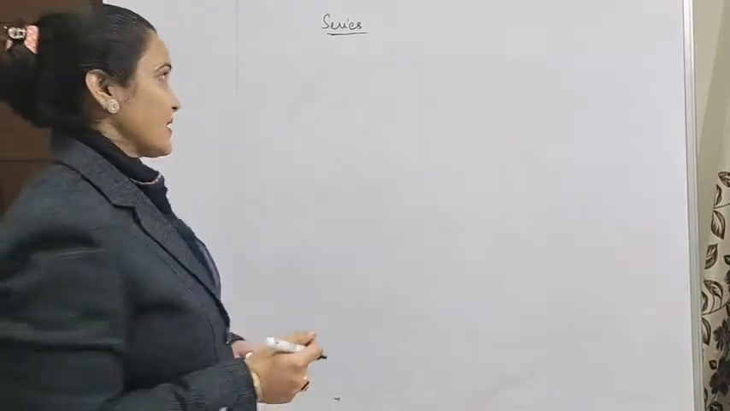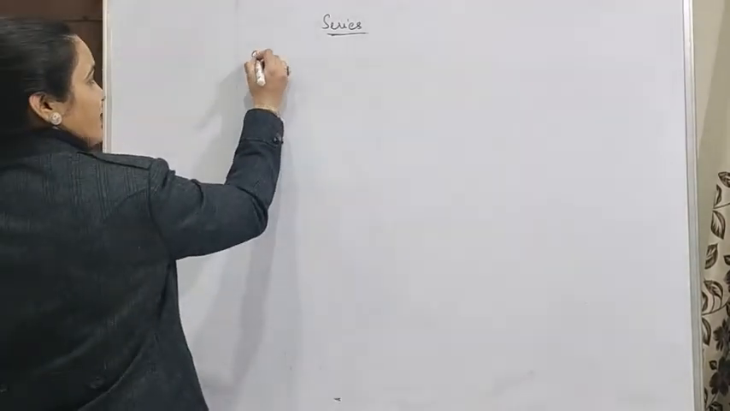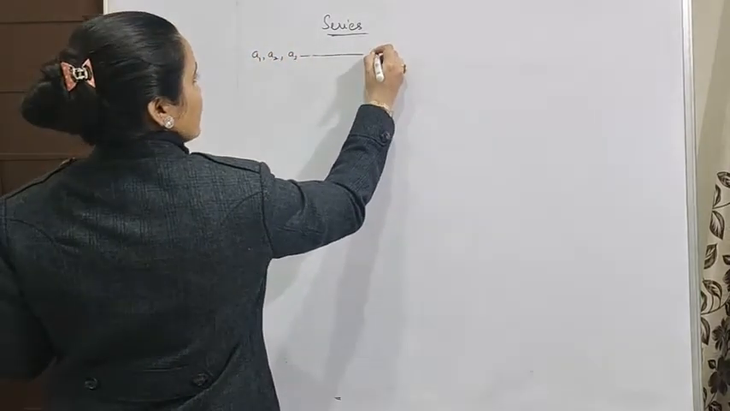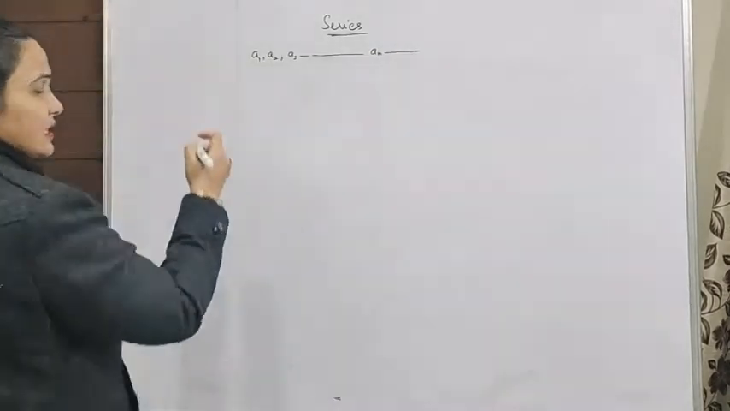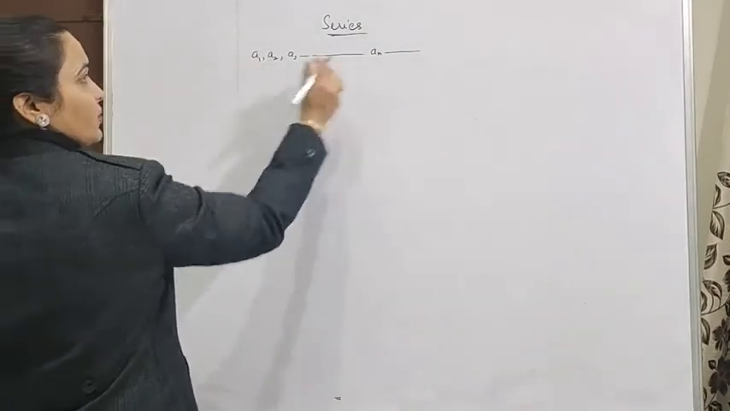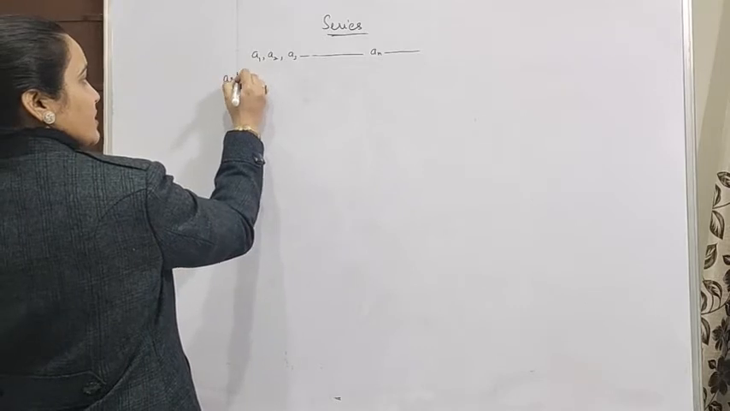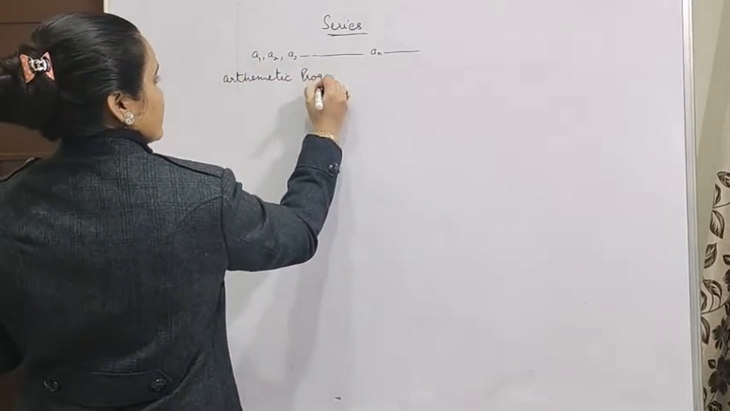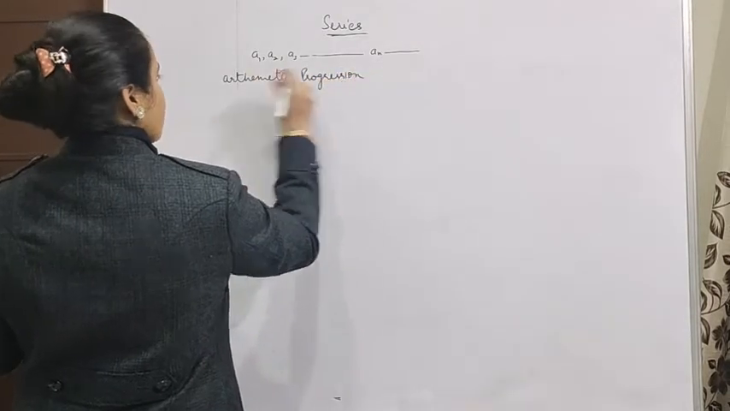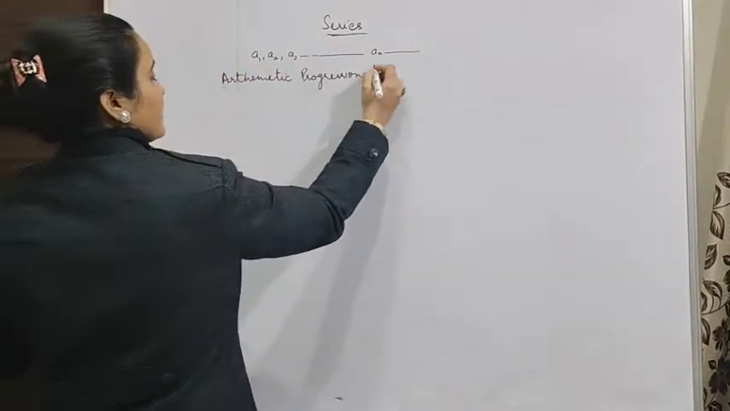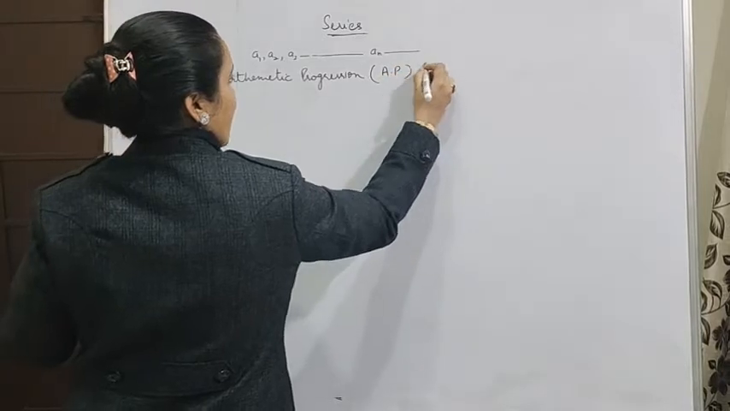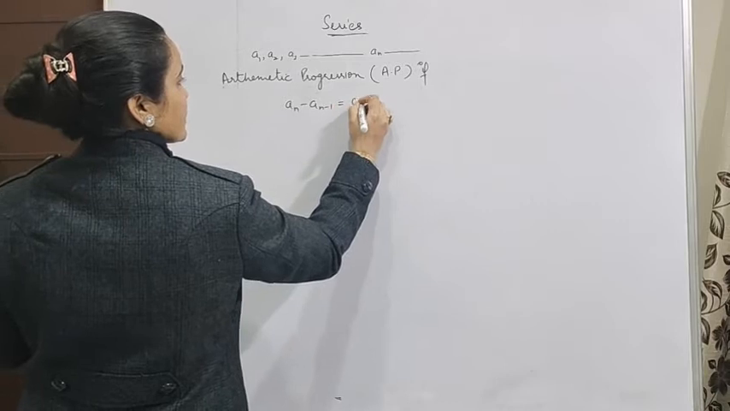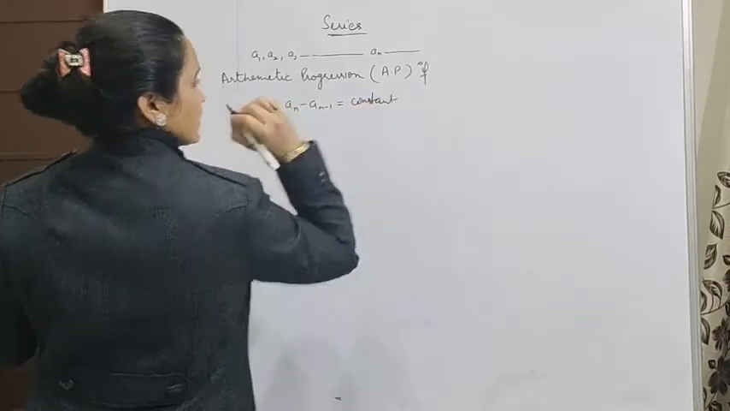So students, till now we have done that if we have a sequence A1, A2, A3 and so on, An, and the difference An minus An minus 1 is constant, then this sequence is in arithmetic progression, that is in AP. Clear?